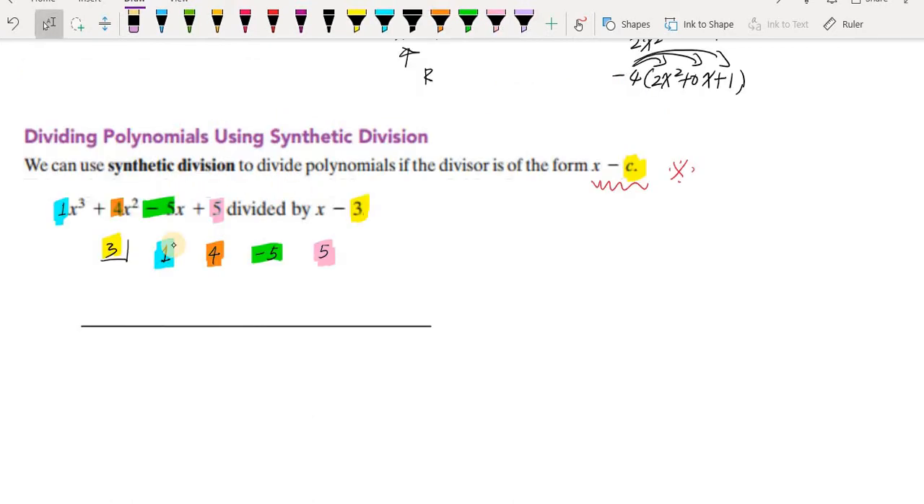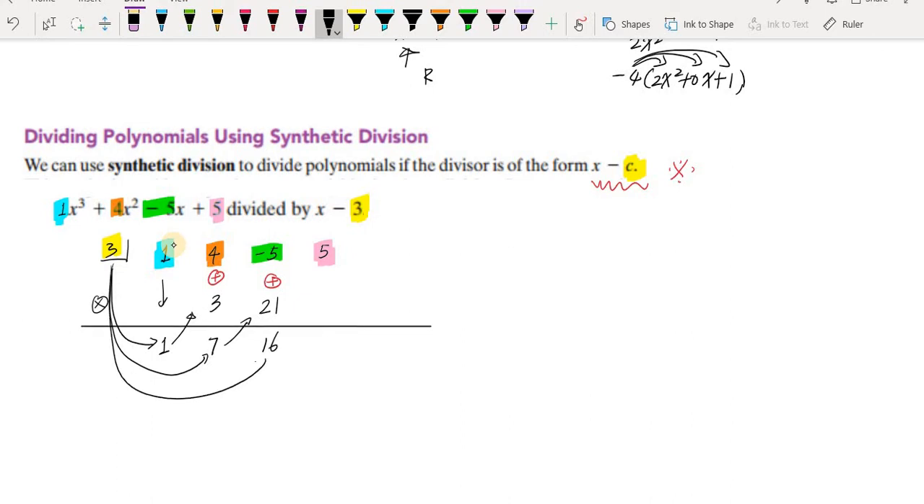Alright, then what we're going to do is we're going to bring this down. The first time down, that will be 1. Okay, then we're going to multiply them. So 3 multiplied 1, that will give you 3. And then we're going to add them. 4 plus 3 give you 7. Then we're going to do this over again. We multiply. 3 multiplied 7 give you 21. So we're going to add those. Now negative 5 plus 21 give you 16.